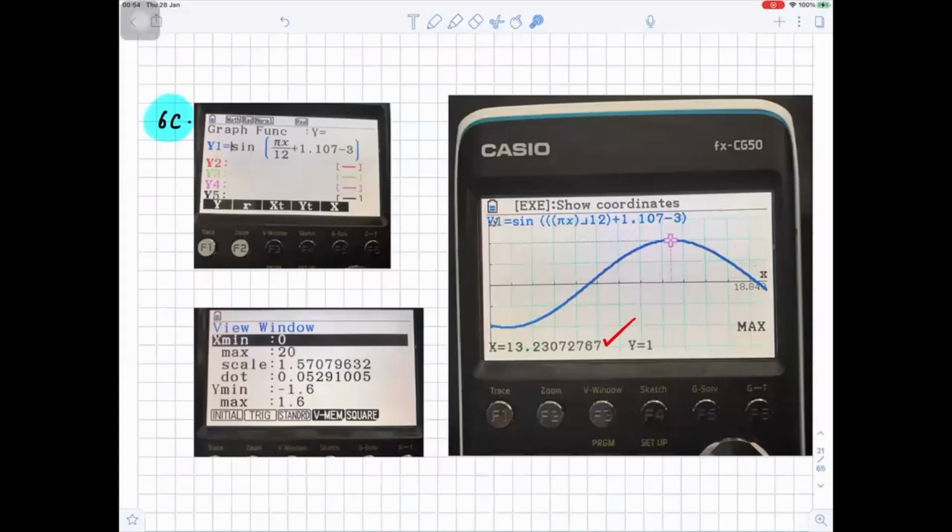And you can also use your calculator to check if it is correct. If you plot that function, sine of pi x over 12 plus 1.107, minus 3, you will get that curve there. Make sure you use this view window to see the whole graph. When you use G-Solve and find the maximum, it will occur at x equals 13.23. So that's another way to use the calculator to check if your answer is correct.